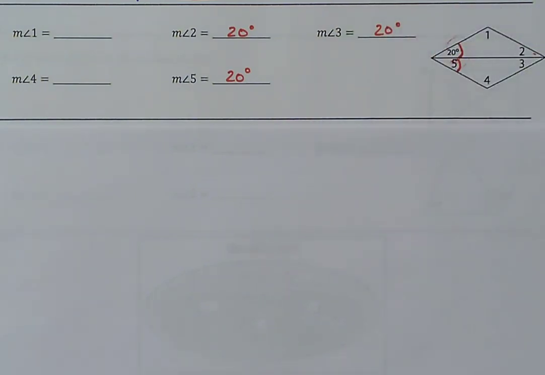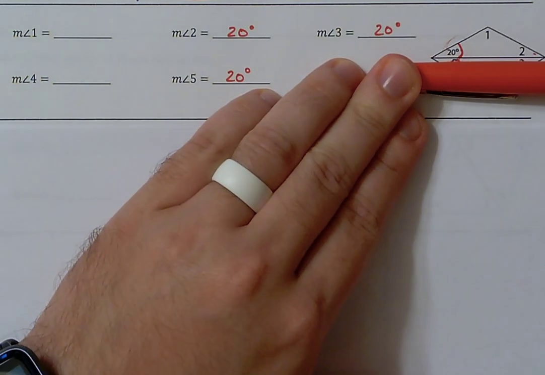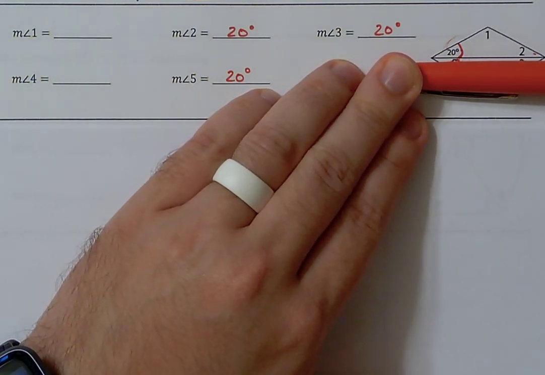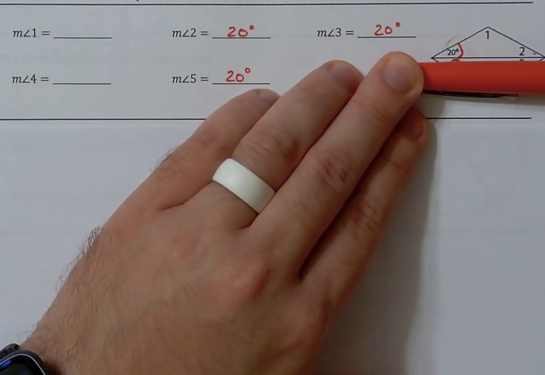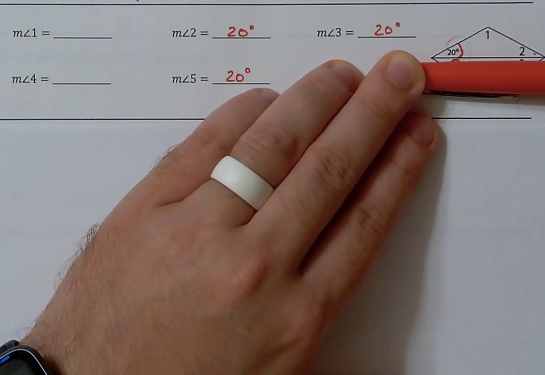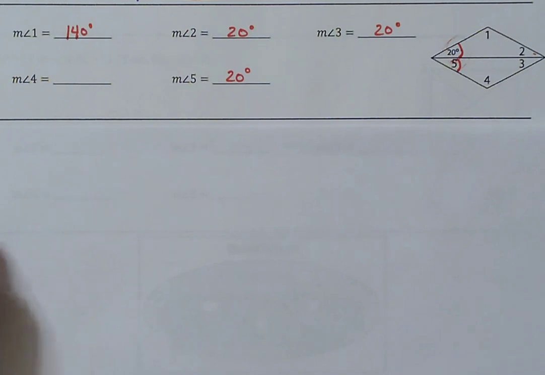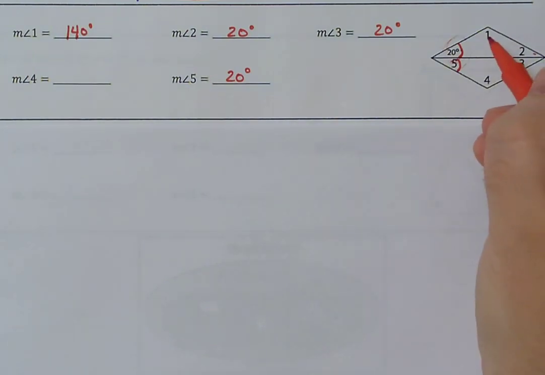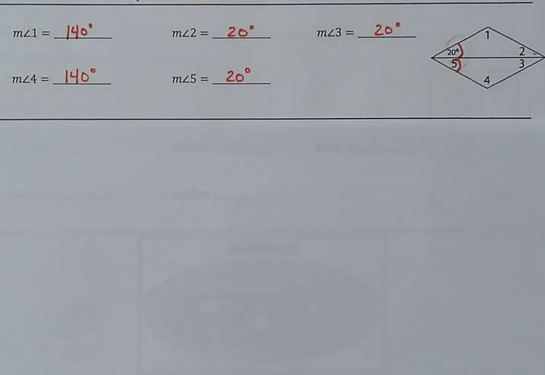Now, to figure out angle 1 and 4, again, just focus on the fact that we have a triangle here. So if I know that angle 2 is 20 degrees, if I have two 20 degrees, 20 plus 20 is 40. If I do 180 minus 40, that is going to give us 140 for angle 1. And remember, opposite angles are congruent, so 1 and 4 are also 140. And that's how you do part B.